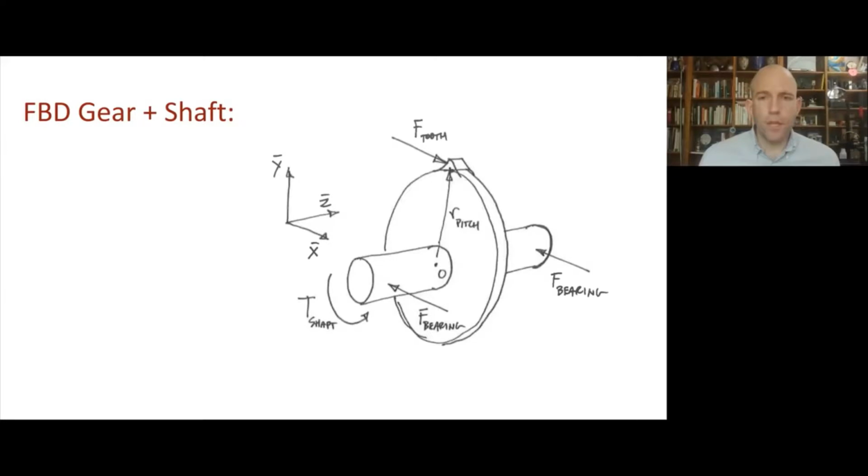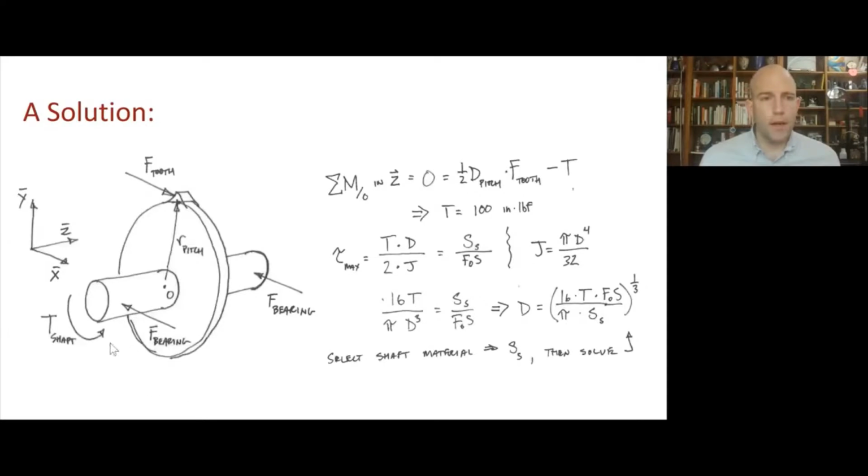And what we'll see is that if we perform a moment balance about the center of this shaft, and we perform that moment balance in the z direction, so along the axis of the shaft, we're going to get that this tooth force causes a moment. So it has a radius, and that radius is 1/2 the pitch diameter. And then we have the force of the tooth, so that lever arm times the force gives us a moment.